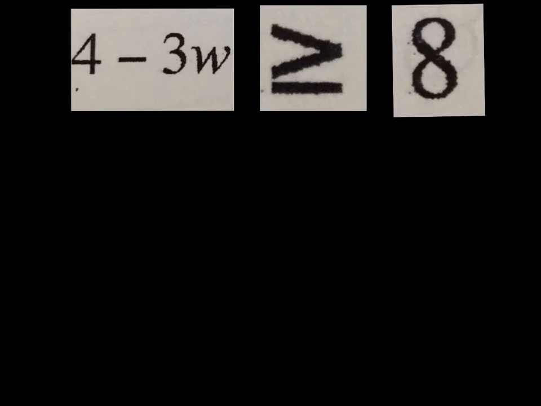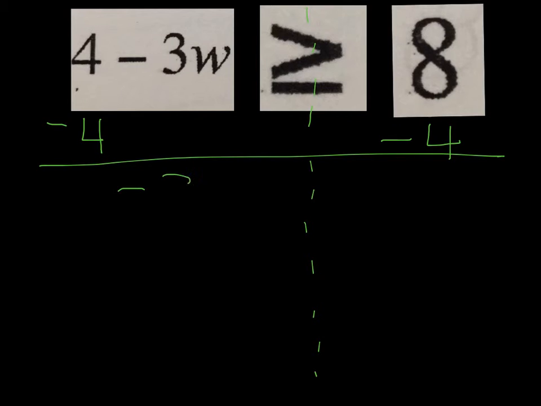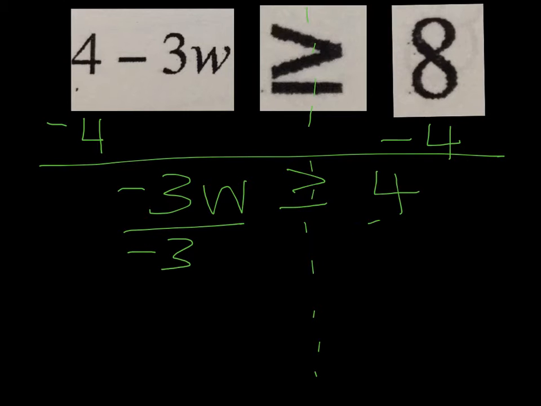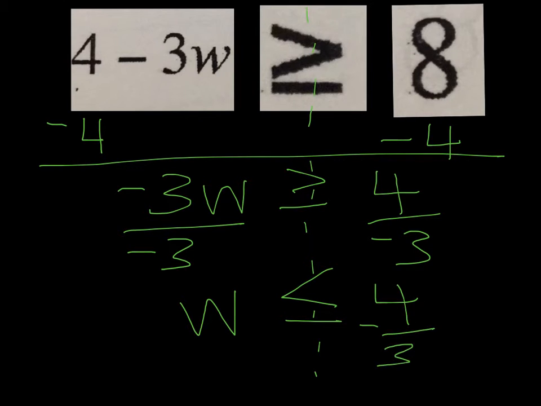Solving the first inequality, we're going to subtract 4 from both sides. Remember that we can make this a dotted line going down to keep us organized. On this side, we'll just have negative 3w is greater than or equal to 4. Divide both sides by negative 3, causing us to switch our inequality sign, making the answer w is less than or equal to negative 4 over 3.